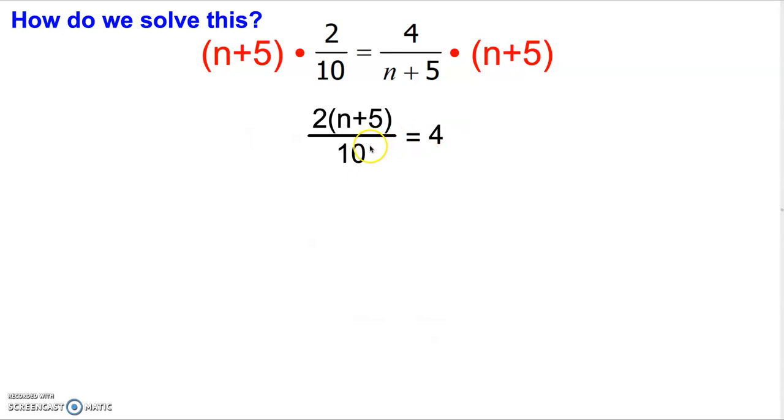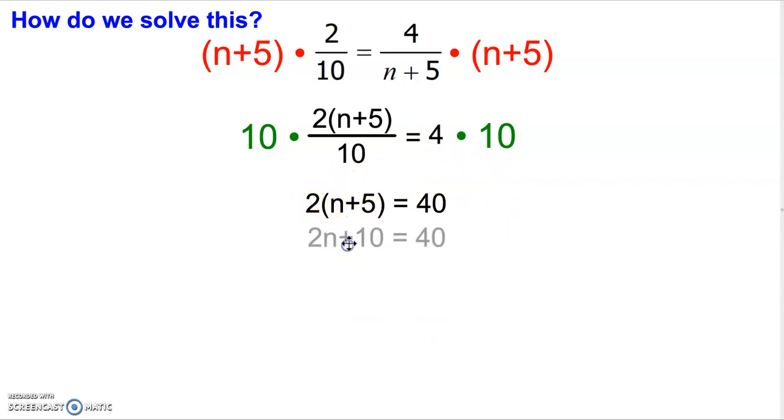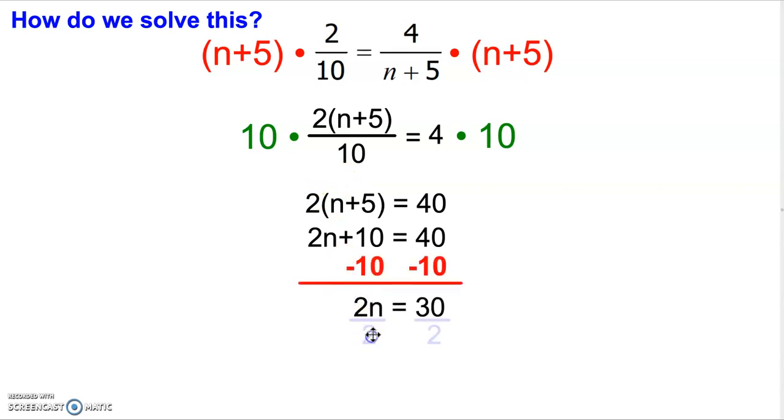Now I've got to get rid of the 10, so multiply by 10 on both sides. That reduces away on the left, and then I have to multiply the 4 times 10 on the other. Now this equation looks like one we're used to solving, where I distribute, subtract the 10, and then divide by 2 to get that n is 15.